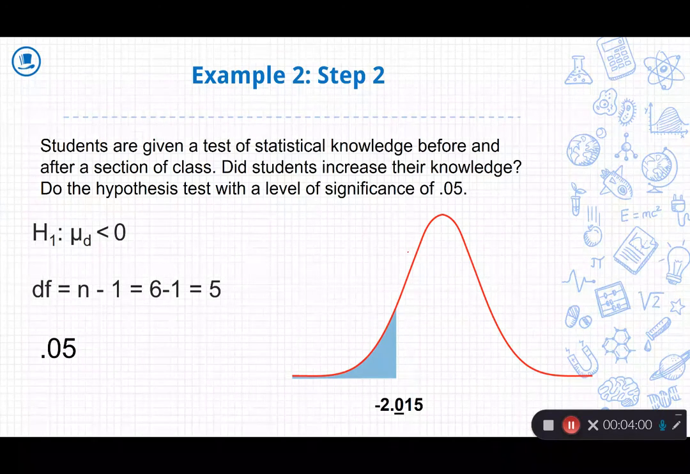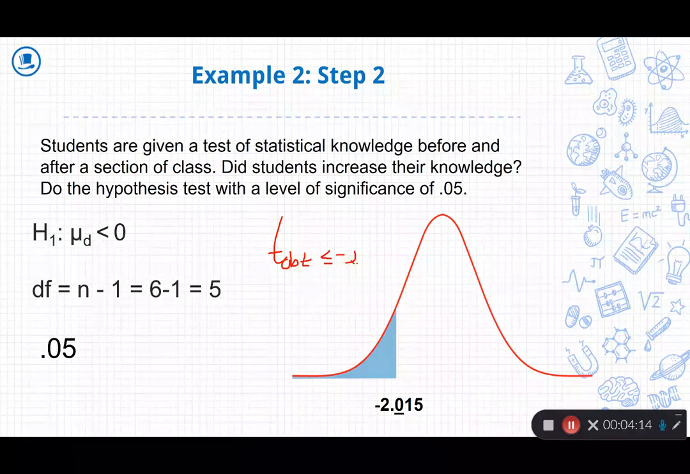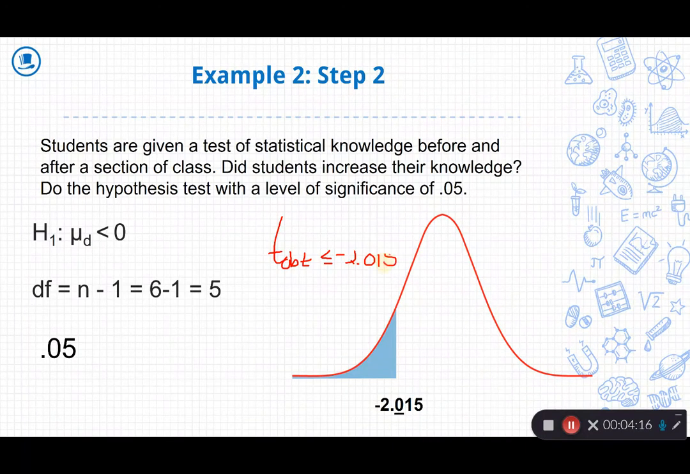We're going to reject the null hypothesis if we get a t-value less than negative, I'll write that out, t obtained less than or equal to negative 2.015.